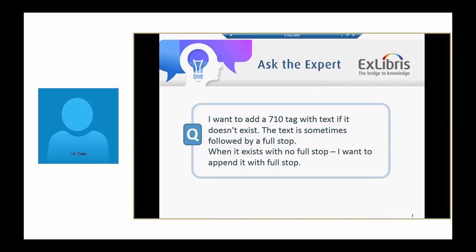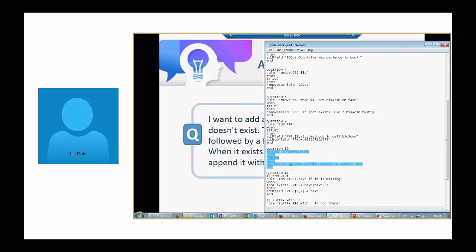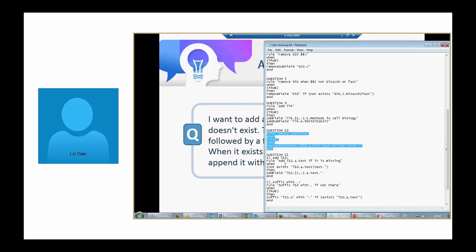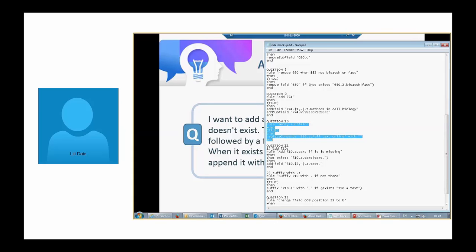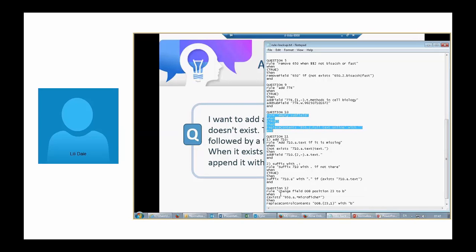I want to add a 710 tag with text if it doesn't exist. The text is sometimes followed by a full stop. When it exists with no full stop, I want to append it with a full stop. Okay. So right now, when you add a text with a full stop, the full stop doesn't get added in. But you can add it later. So let's look at how to do that.